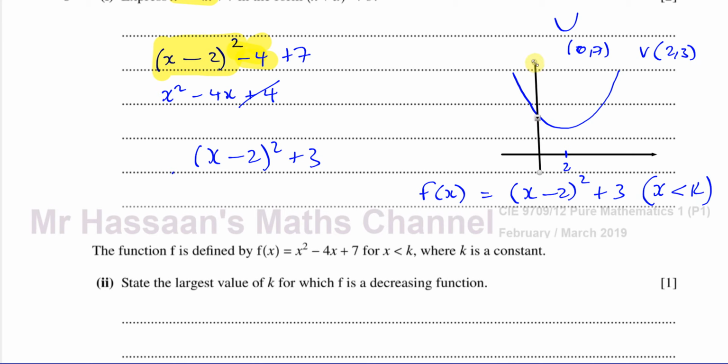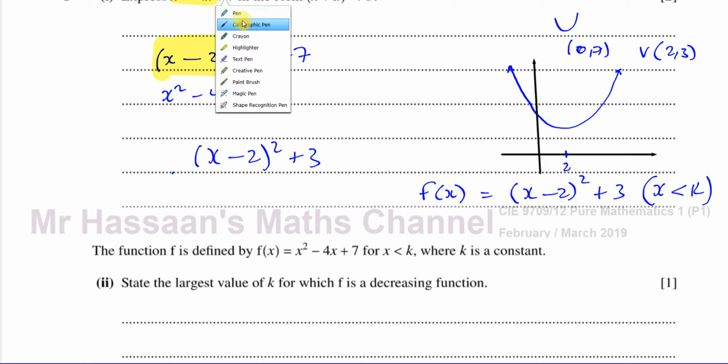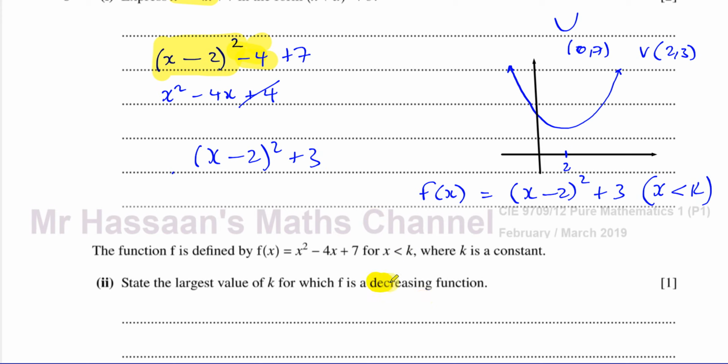Okay, and the graph is going to look like this. If there were no restrictions, that's how it would look, right? Now, we want to find the largest value of k for which f is a decreasing function. So we have to understand what this word means, decreasing function.